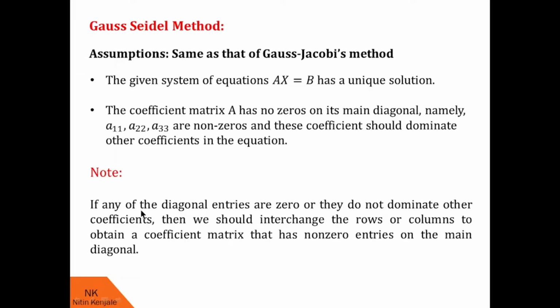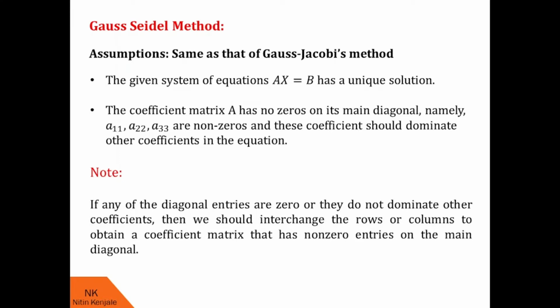Note that if any of the diagonal entries are 0 or they do not dominate other coefficients, then we should interchange the rows or columns to obtain a coefficient matrix that has non-zero entries on the main diagonal. That means it should satisfy this second assumption.